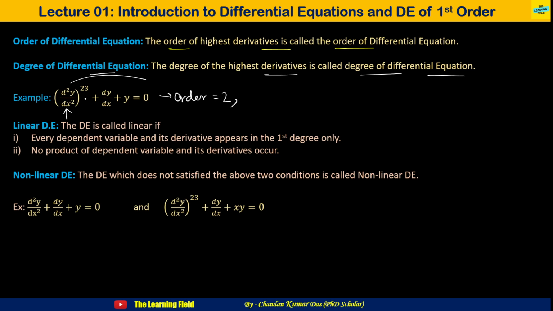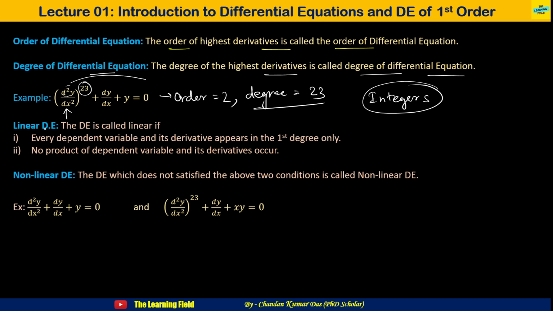Now, what is the degree? Degree is the power of the highest order derivative. That means the degree in this case is equal to 3. And you may remember that order and degree should always be integers, right? If the differential equation is given in such a way that the powers are not integers, then firstly you have to convert those to integers by squaring, cubing, or like that.